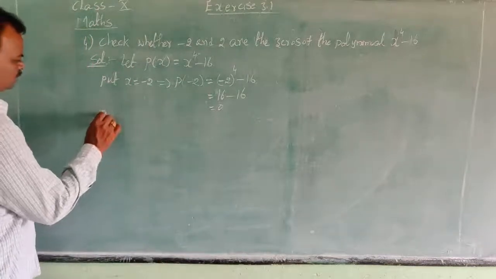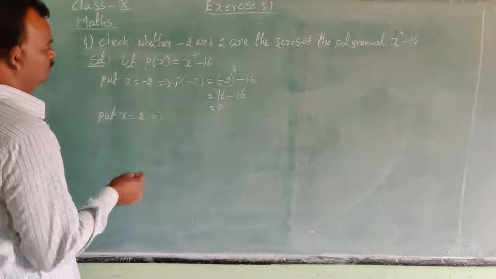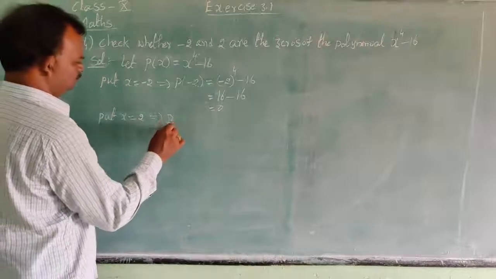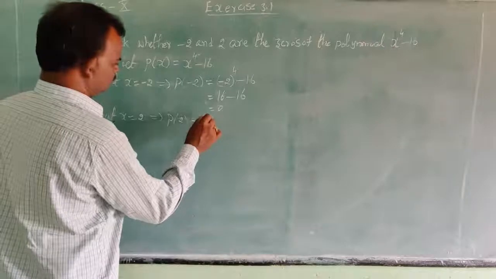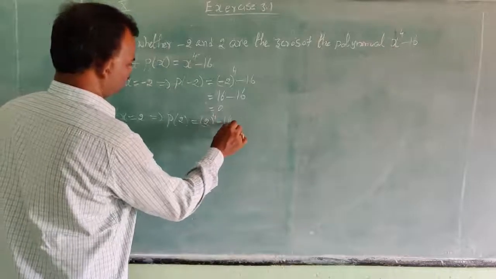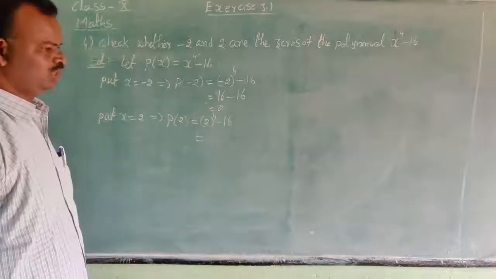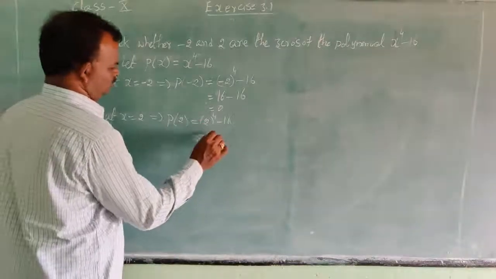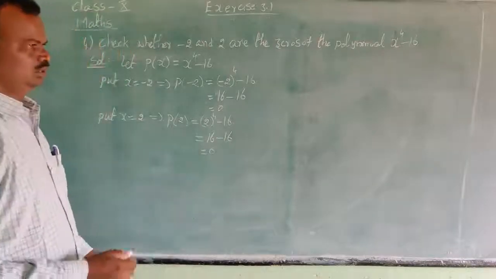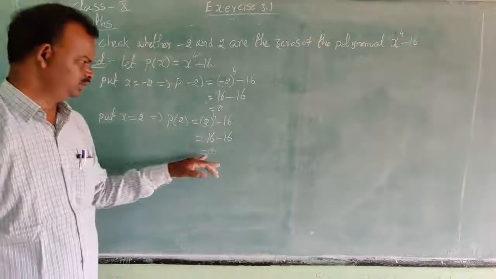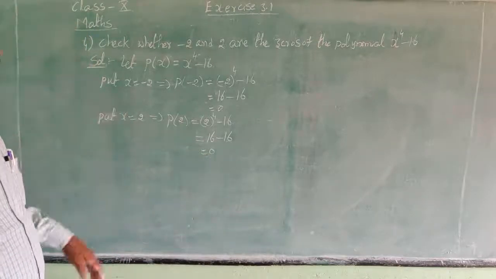And the next one is put x is equal to 2. That implies p of 2 is equal to 2 power 4 minus 16. 2 power 4, 2 into 2 into 2, 4 times. 16 minus 16, that is equal to 0. We are getting the value 0. So it is also a 0 of the polynomial.